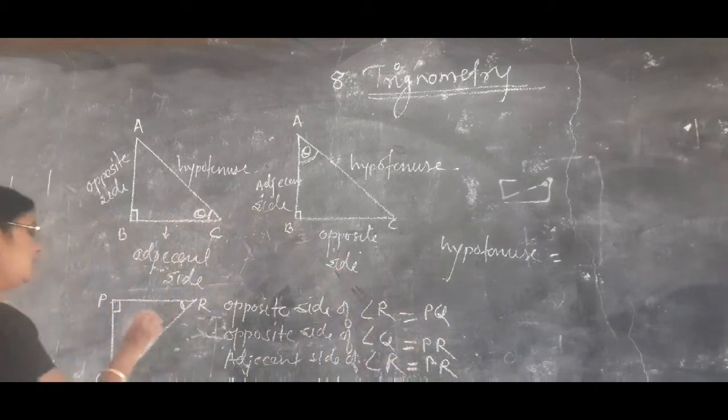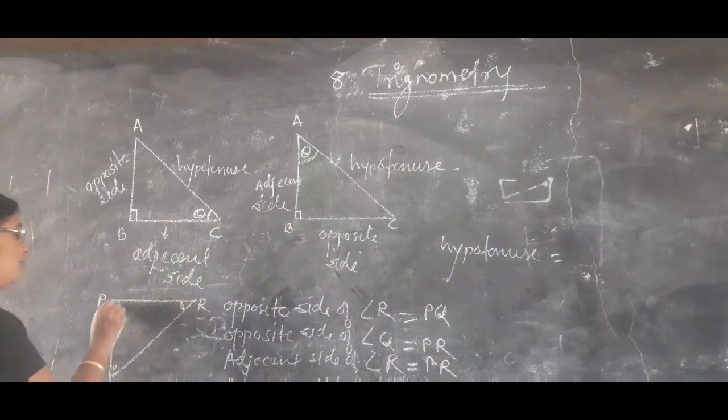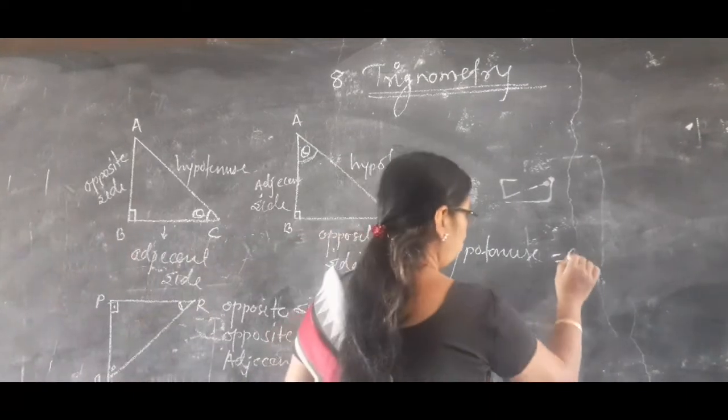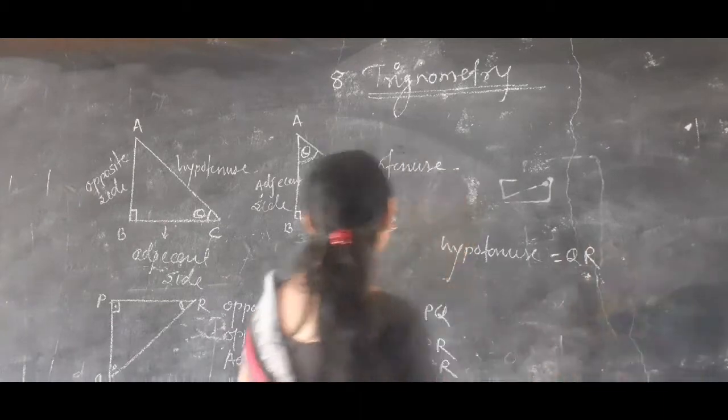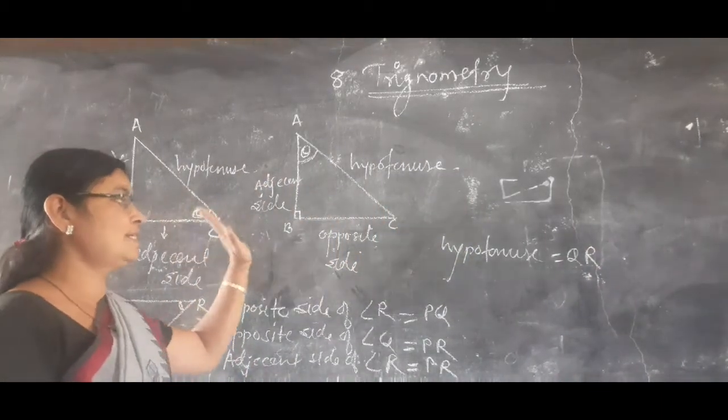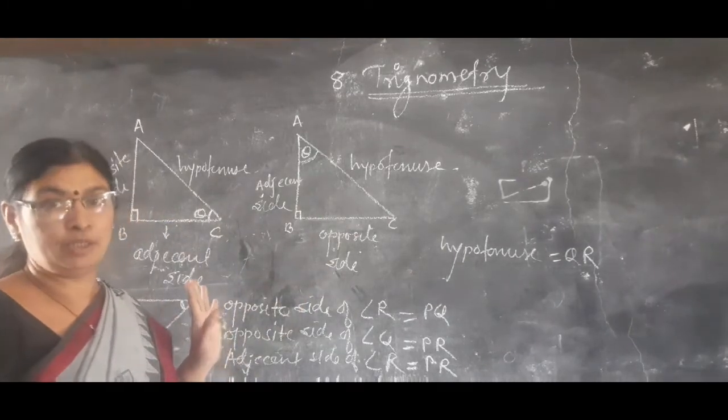And which is the hypotenuse? Hypotenuse is always the same, the opposite of 90, so hypotenuse is QR. It is important to identify which is the opposite side, which is the adjacent side, and what is the hypotenuse. You always have to remember.